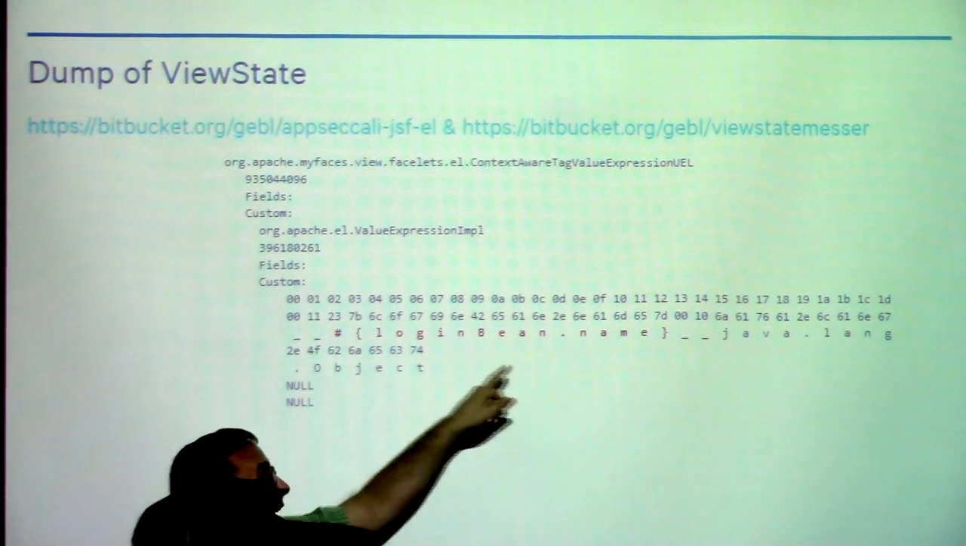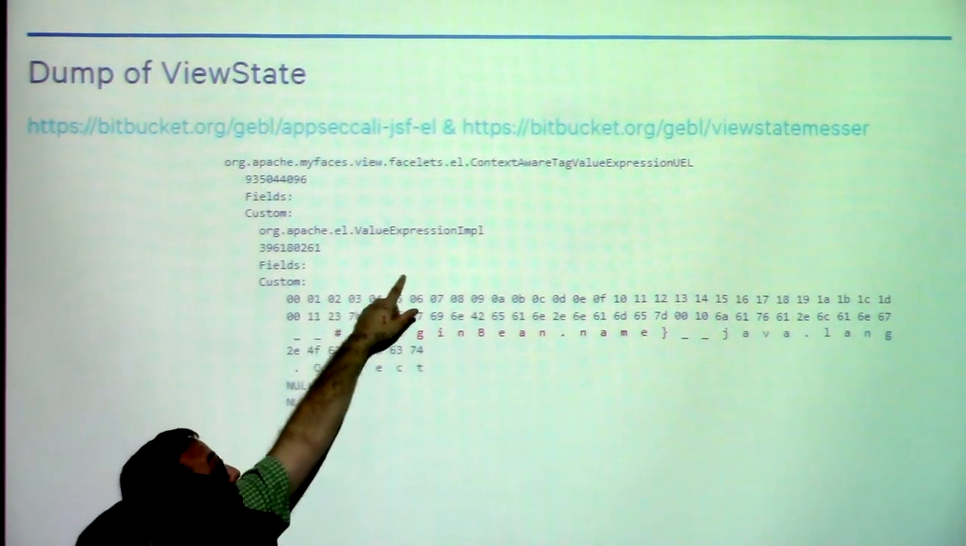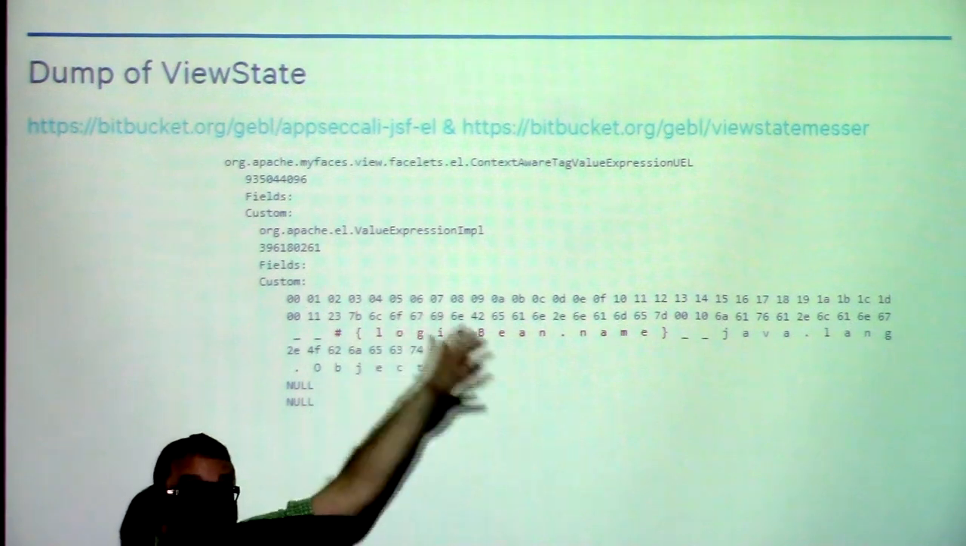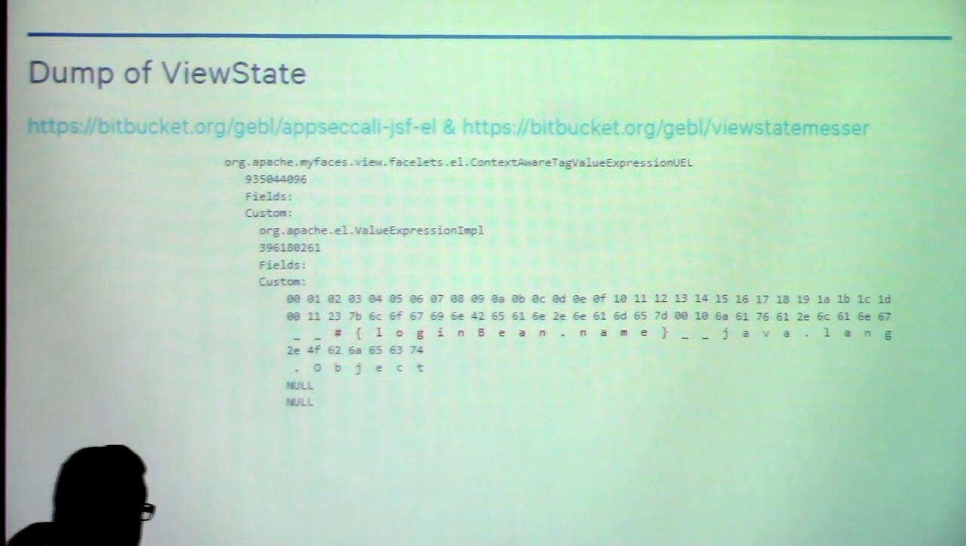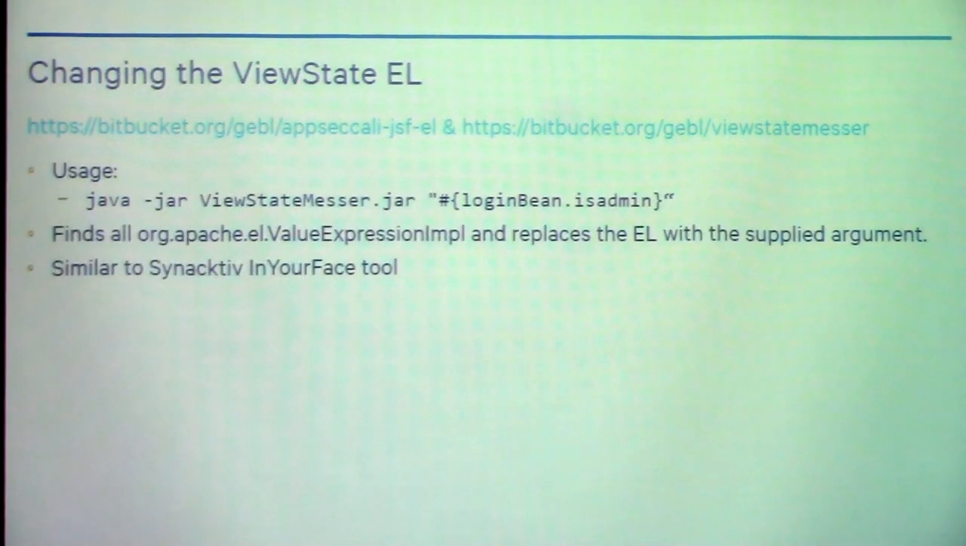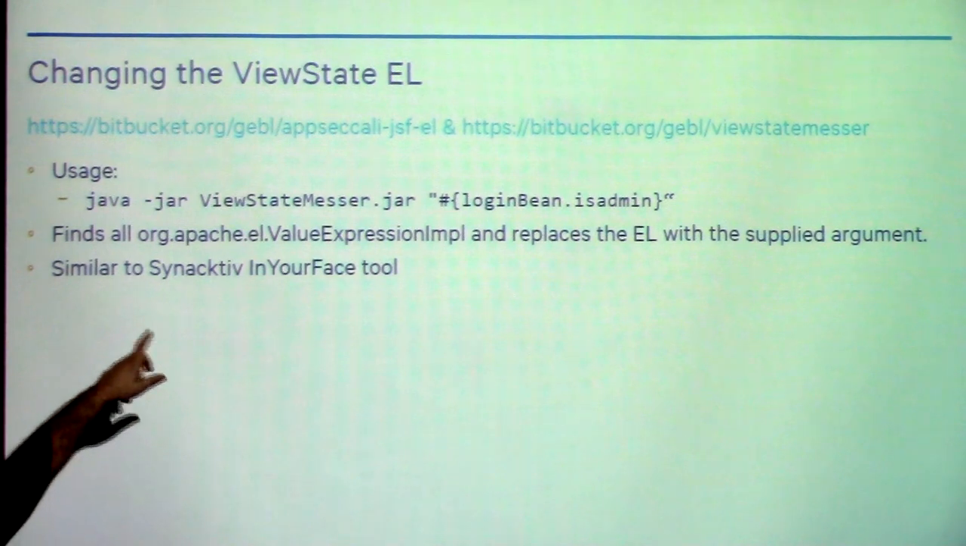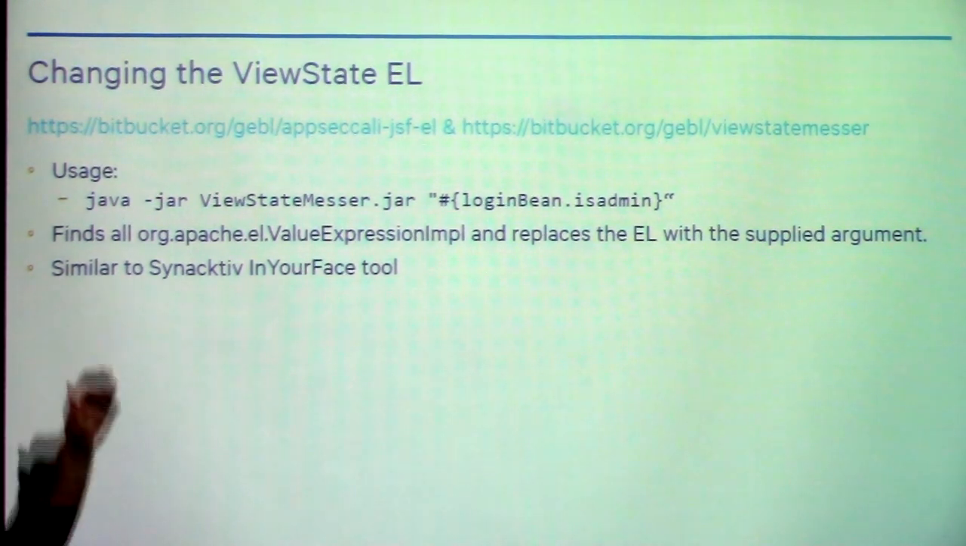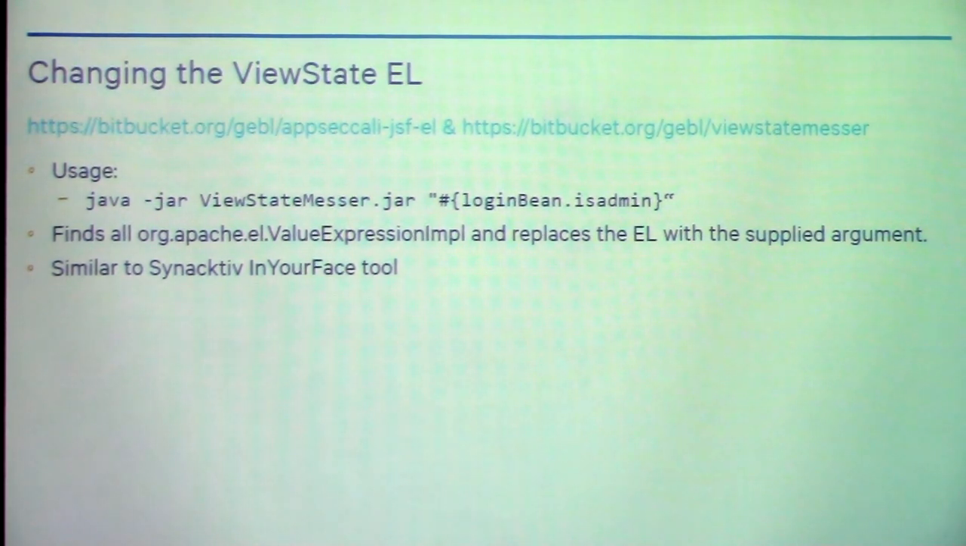So now you see that expression language bit here ends up being a value expression impl object, and the implementation of that is stuffed into your view state. So the sense you should be getting at this point is, what happens if I change that to other things on that object? Can I change the way the app behaves? So instead of updating the name, I'm updating some other property of the login. So we created a simple program that finds all of those instances in that graph and just changes them to whatever expression language you want to have in there.